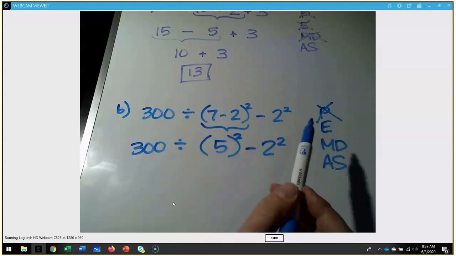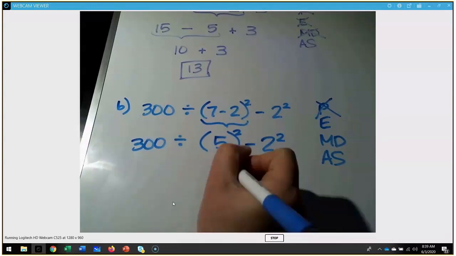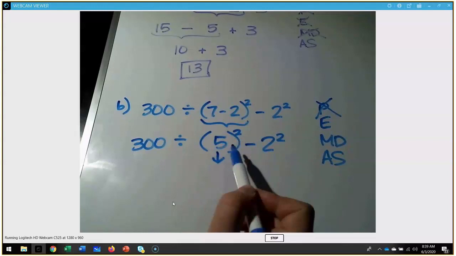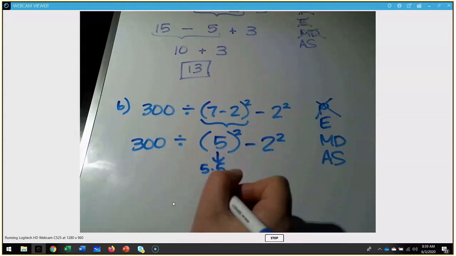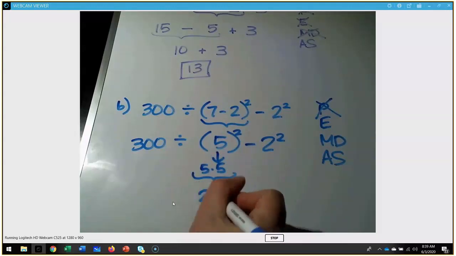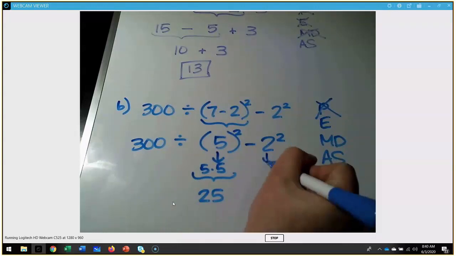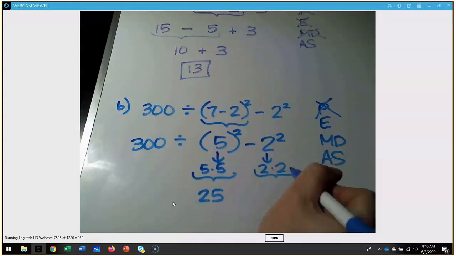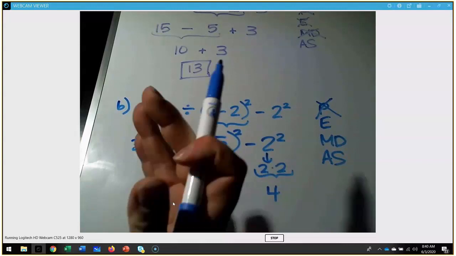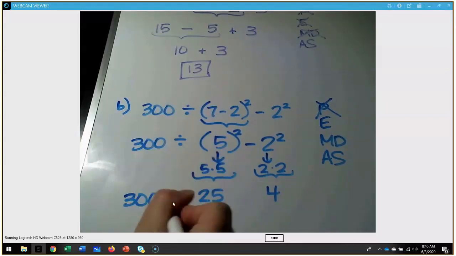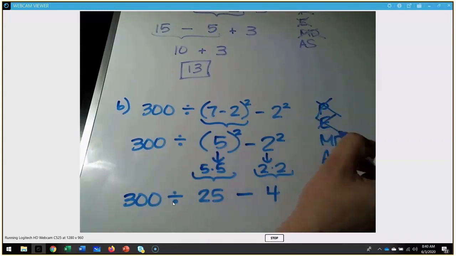Now I'm looking for exponents, and I do see these two here. I can do them both right now. So 5 to the second power means 5 times 5, which is 25. And over here, I want to do this too before I move on. 2 squared is 2 times 2, which is 4. I don't see any more exponents, so I'm going to bring everything else down. And then my exponent step is done.